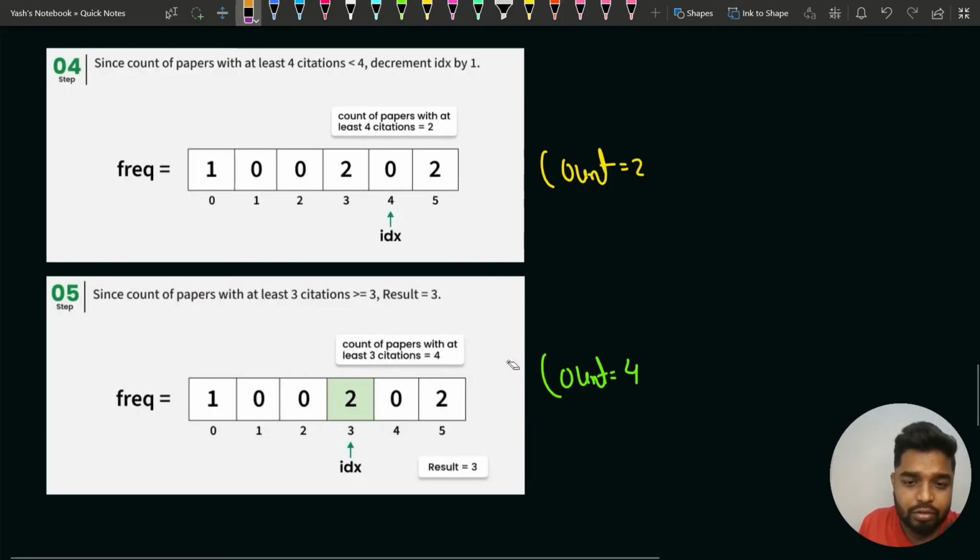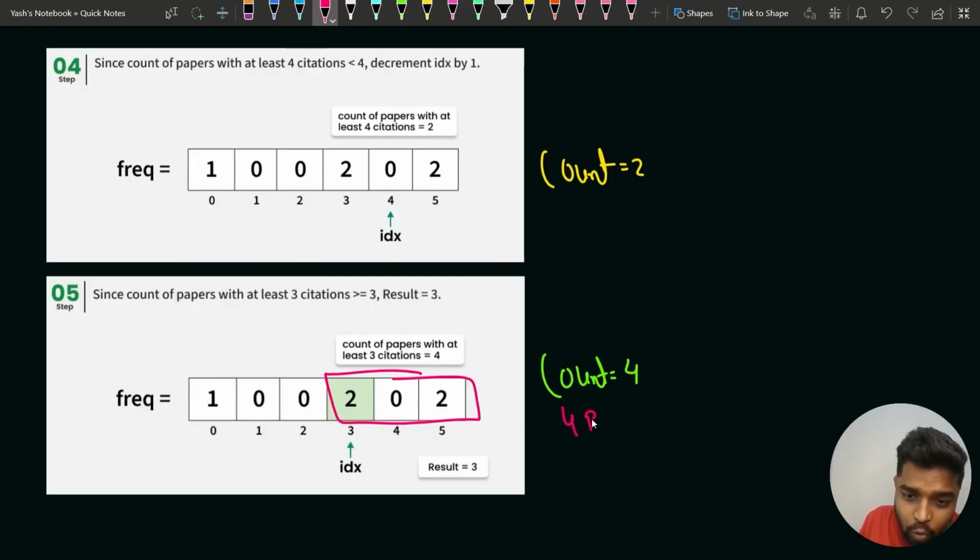And I'm at the index 3. So this indicates what? That there are 4 books which have been cited at least 3 times. There are 4 books, or you can say 4 research papers, which have been cited at least 3 times. So does this satisfy the criteria? Yes, this satisfies the criteria.